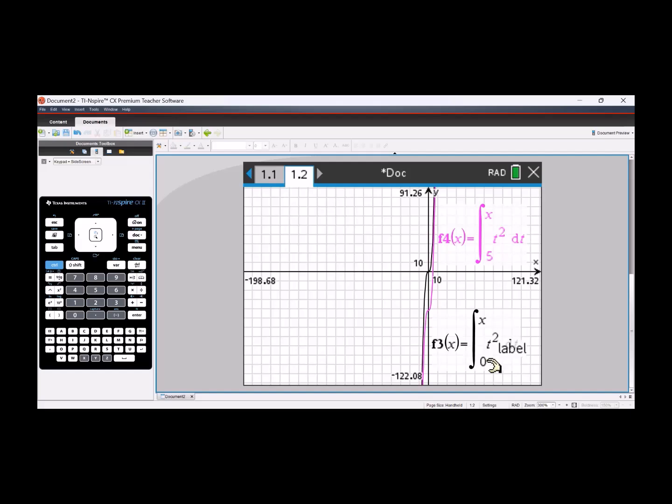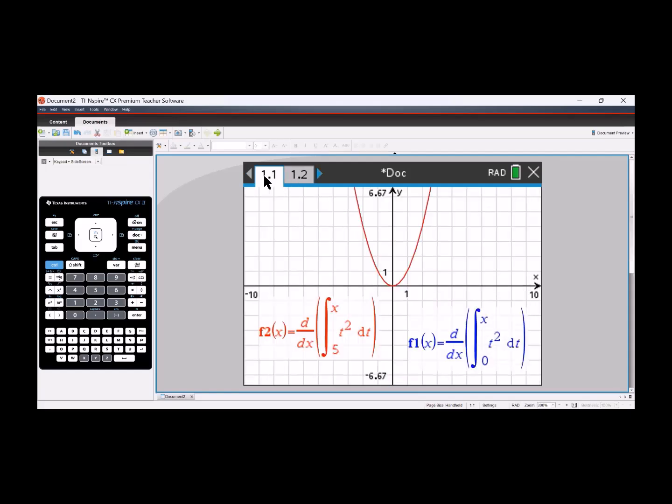The lower limit being a constant, that constant is different when you have just an integral, but if you take the derivative of those integrals, it does not affect the value when you change that lower limit. Okay, back to work.